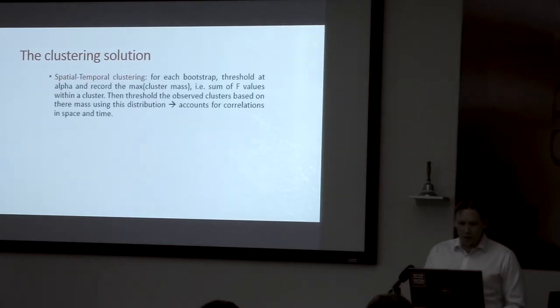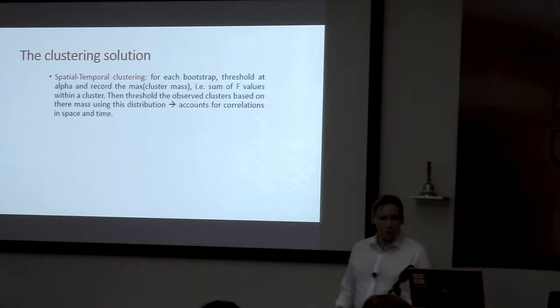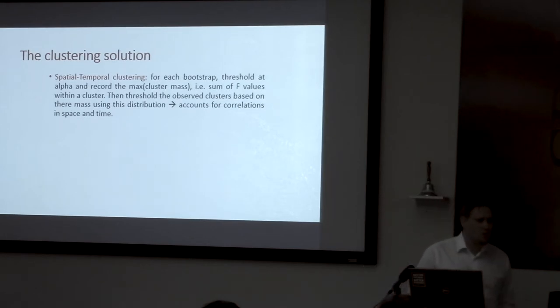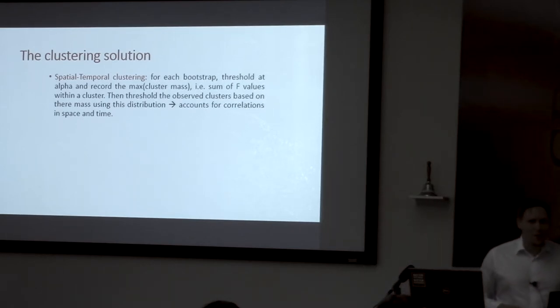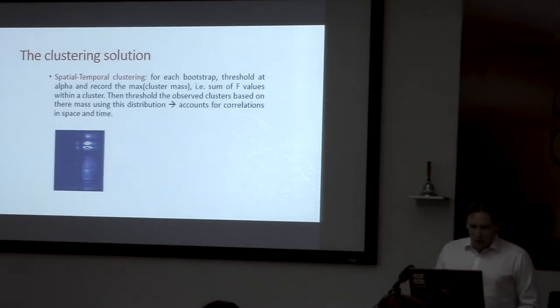And if we do that, that's called spatial-temporal clustering, because we cluster in space and time, for instance, or you can do spatio-spectral clustering. You just adjust the name depending on which type of data you're looking at. And we just do the same.